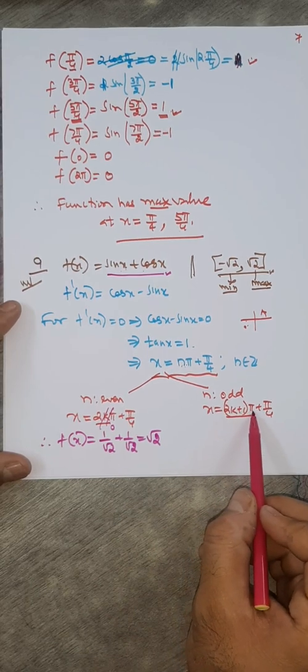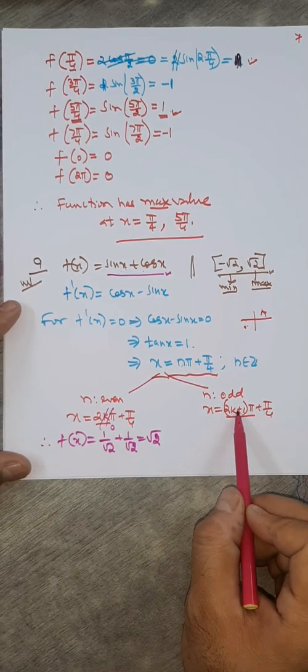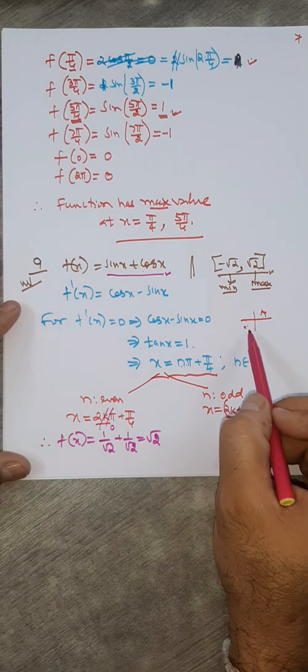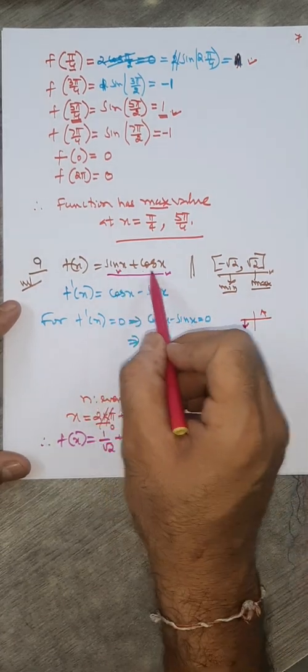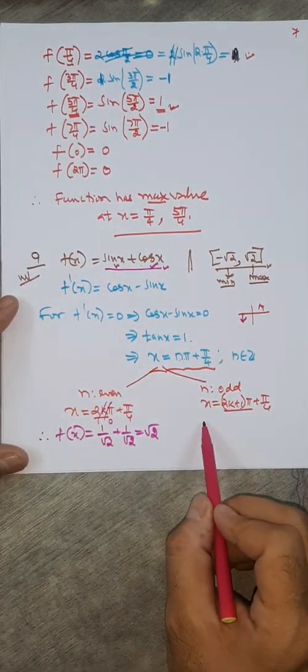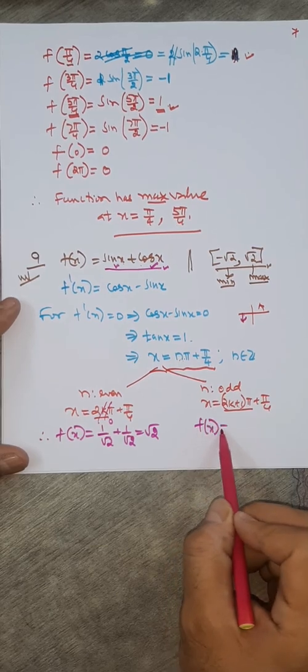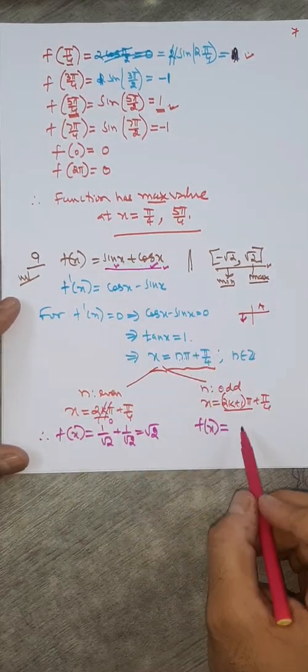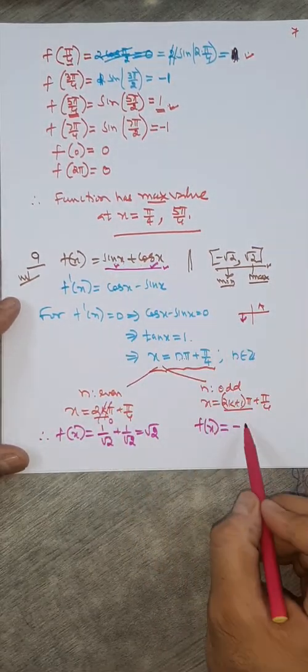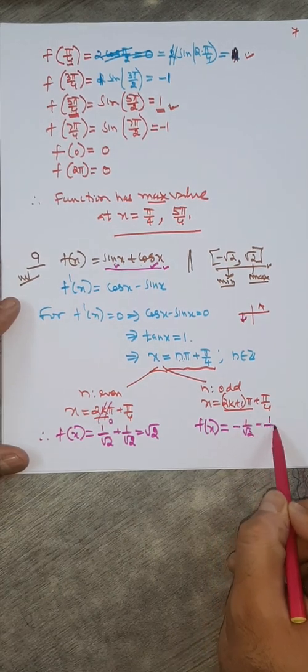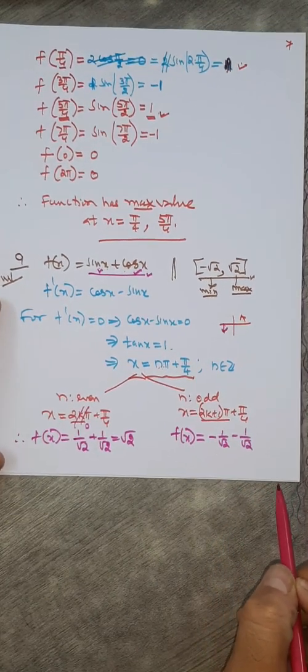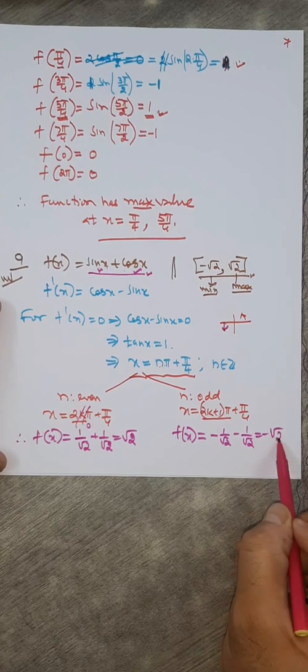Now over here, this is like pi, 3 pi, 5 pi. Every time it is in the third quadrant. This is negative, this is also negative. So what is f of x here? In the third quadrant, both are negative. So this is minus 1 by root 2, this is minus 1 by root 2. So here the value will be minus root 2.